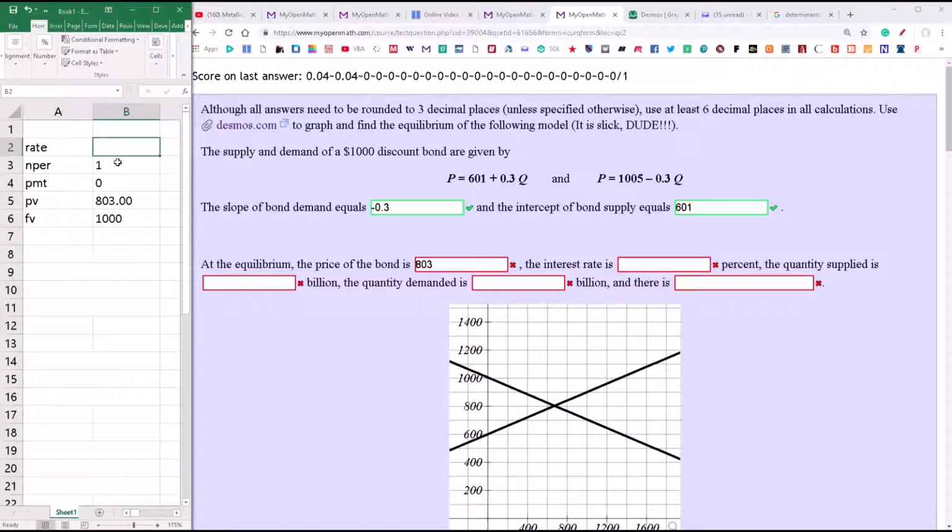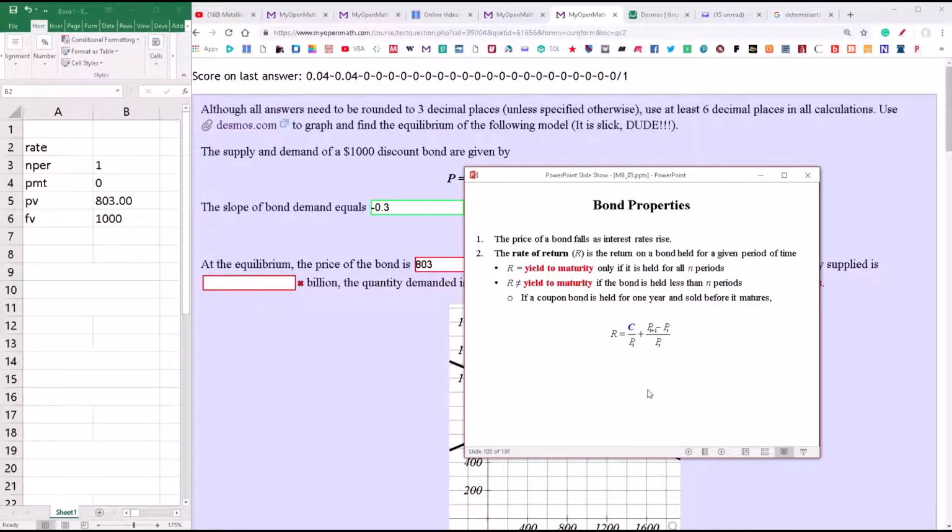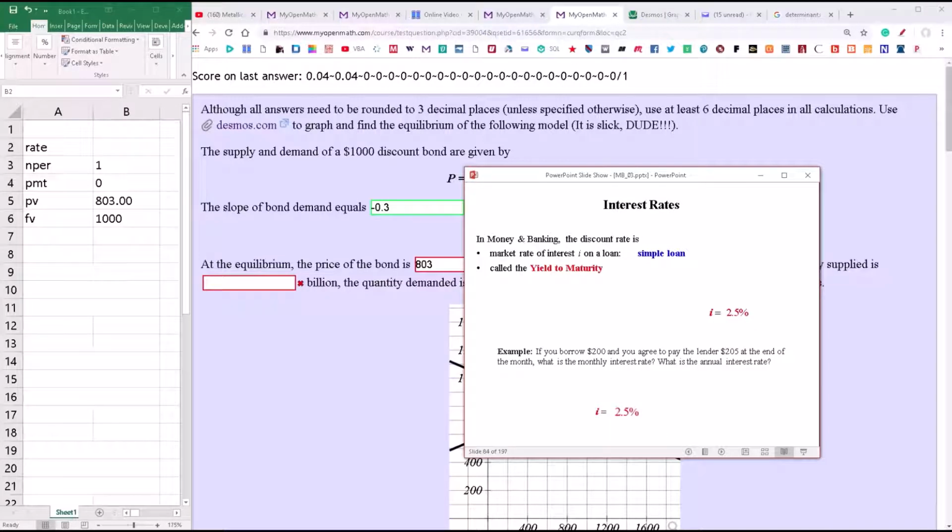Well, let's pull up our notes. Remember our PowerPoint notes? Let's go back to where we calculated the interest rate on a discount bond. On a discount bond, if I know the interest rate and the face value, I can calculate the price. You plug in the face value and then divide that by 1 plus i. I can solve this for i if I don't know i, but I know the price.